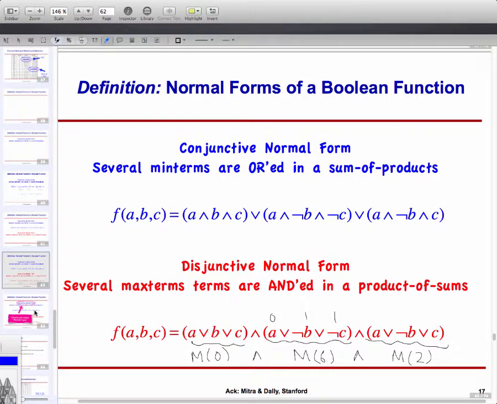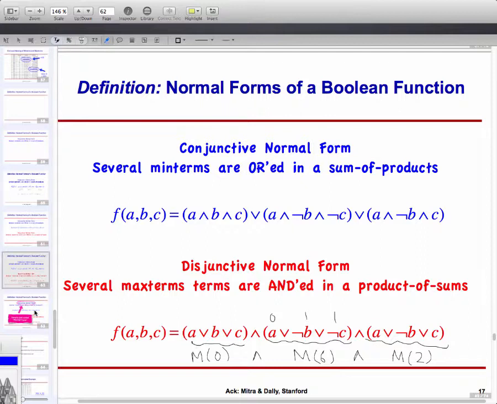Now, the advantage of these two forms is, if I give you a truth table, you can literally just write it down immediately. I basically look at the row number, and if I say write the sum of products, you can immediately look at the row numbers and write down the minterms and OR them together, or you can write down the max terms and AND them together. So coming up with a normal form representation of a function basically means you should have the truth table in front of you, and you can just write it down immediately.